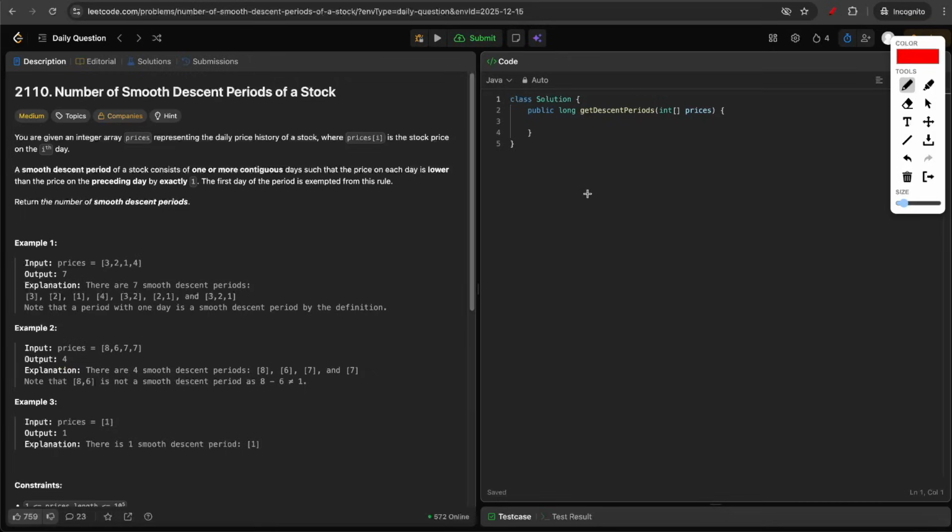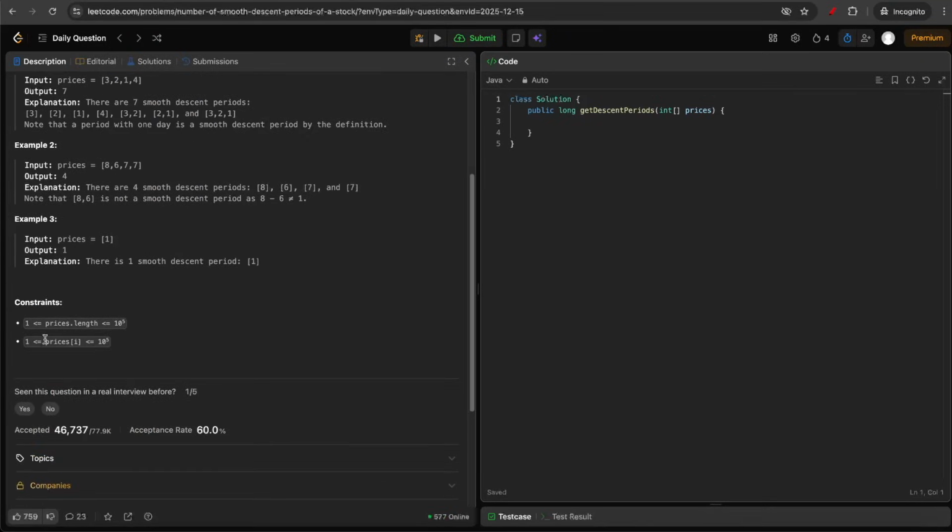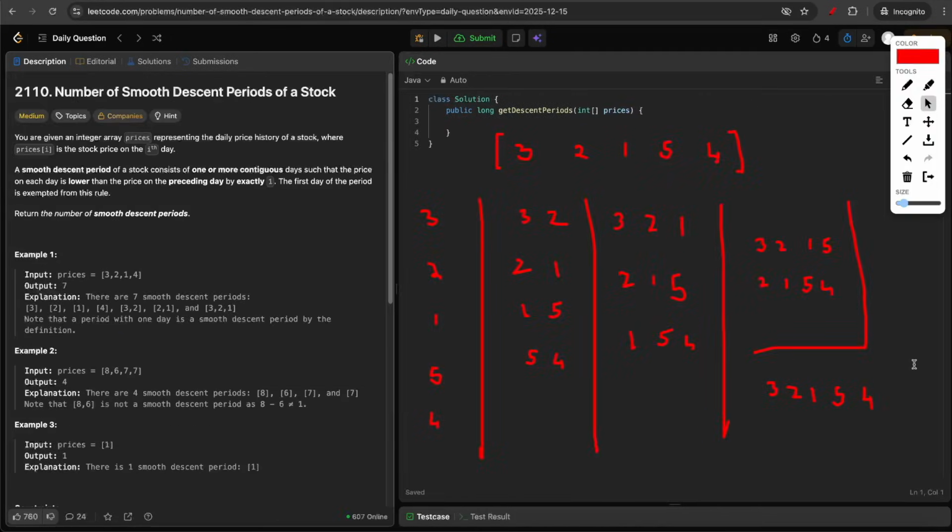Finally, let's look at the last example. We have the stock price for only 1 day. So only this one will contribute to the answer. So the answer is 1. Now coming to the constraints, the size of the array will be up to 10 power 5 and the prices can be from 1 to 10 power 5. Now let's go over the approach.